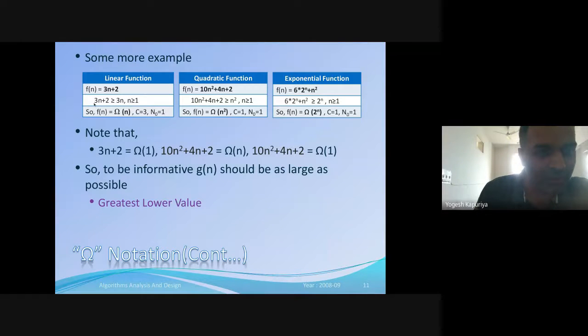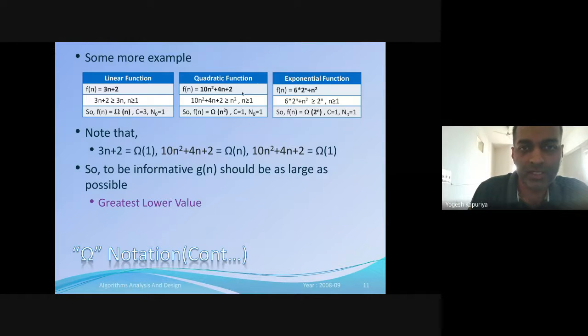So because you found this condition, see, this is my Fn is greater than or equal to Cgn. Now that Gn is n here. So that's why we can say Fn is equal to big omega of n. What is the value of C? Its value is 3. What is the value of n0? Value is 1. If you go for the quadratic function, 10n square plus 4n plus 2, for any value of n greater than 1, this is true.